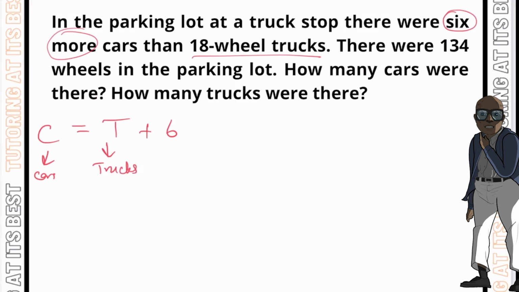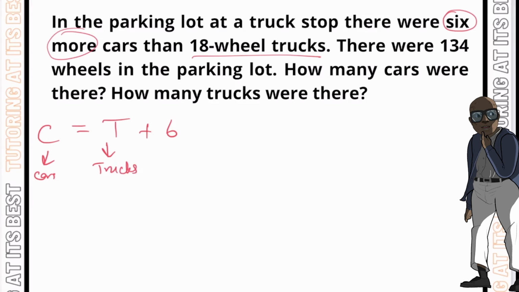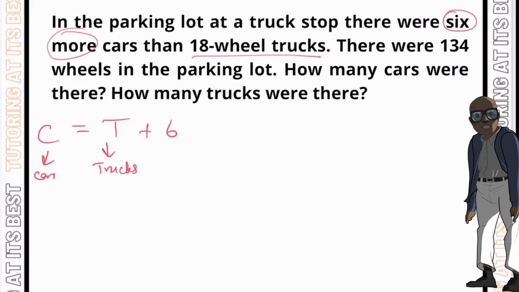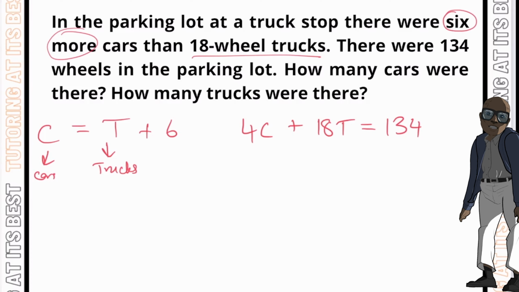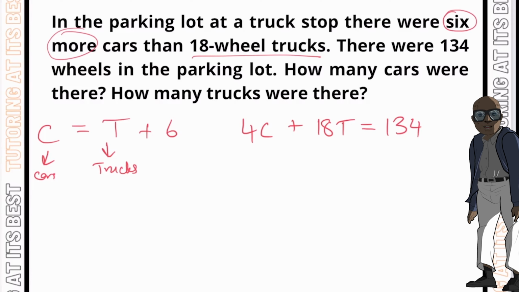And we also know now that there were 134 wheels in the parking lot. And each car has 4 wheels. And each 18-wheel truck has 18 wheels. So let's now write this out as 4C for 4 wheels on one car and 18T for 18 wheels on one truck, which then equals 134. So now we've collected this information from the text. Let's now substitute the first equation into the second.